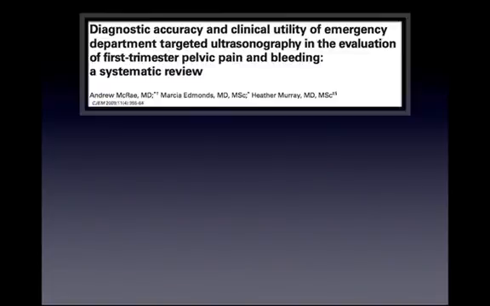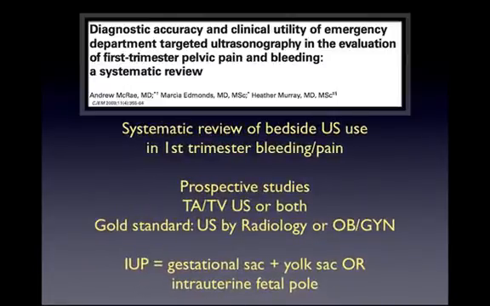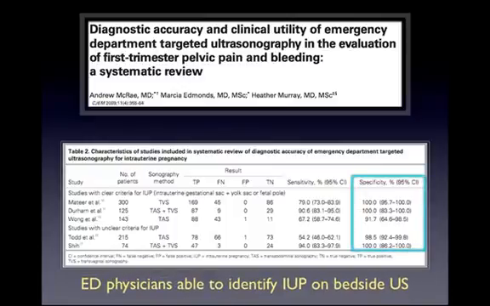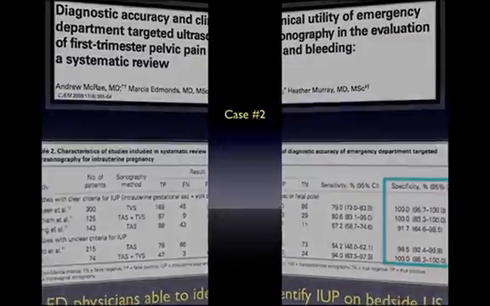McRae et al. conducted a systematic review of the diagnostic accuracy and clinical utility of ED ultrasound in identifying an IUP in women who presented with pelvic pain and/or bleeding during the first trimester. They looked at prospective studies in which either transabdominal or transvaginal ultrasound was performed, and the gold standard was considered sonographic reports from the Department of Radiology, or GYN. Their results showed that emergency ultrasound was able to identify a definitive IUP with an average sensitivity of 90% and a specificity of 98%, demonstrating that ED physicians are able to identify an IUP on bedside ultrasound.